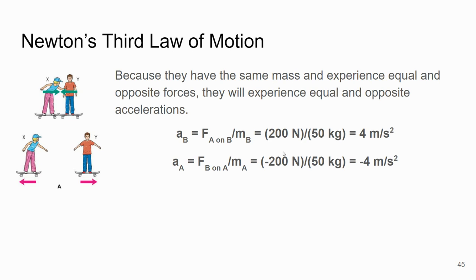So minus 200 newtons, meaning 200 newtons to the left, divided by 50 kilograms gives us negative 4 meters per second squared. So in this case, two skateboarders, equal mass. If one pushes on the other, well, the other must push back on the first one with just as much force. And because their masses are equal, their accelerations will be equal and opposite in this case.